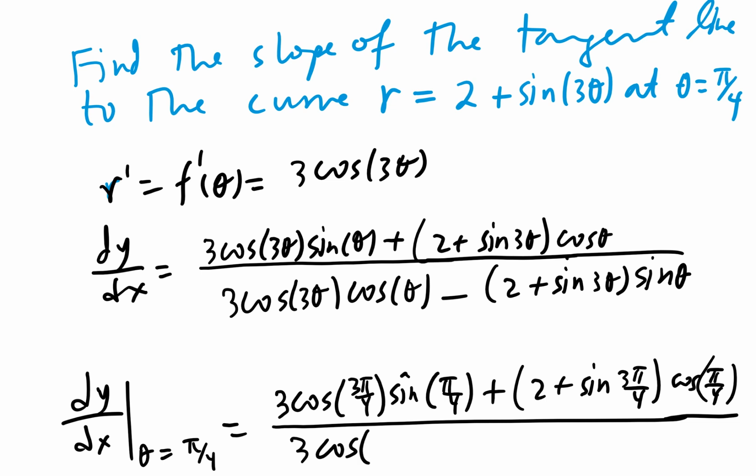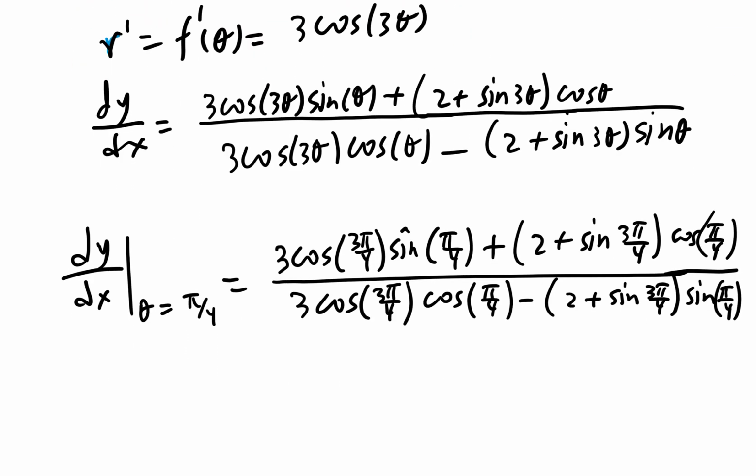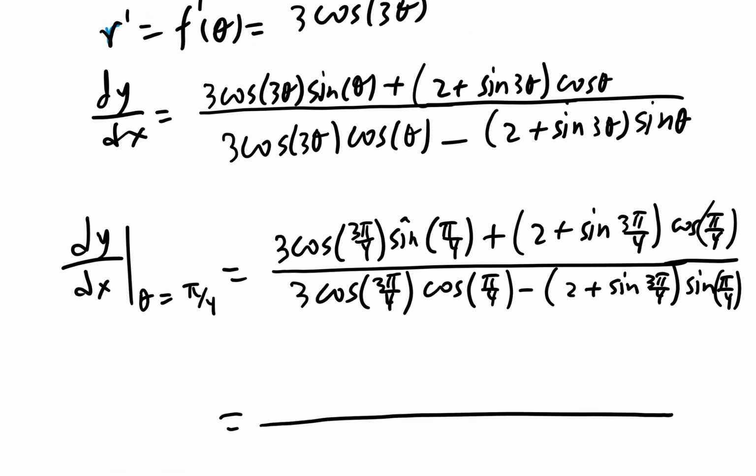over 3 cosine 3 pi over 4 cosine pi over 4, minus 2 plus sine 3 pi over 4 sine pi over 4. Negative square root of 2 over 2 times sine pi over 4, square root of 2 over 2, 2 plus sine 3 pi over 4.